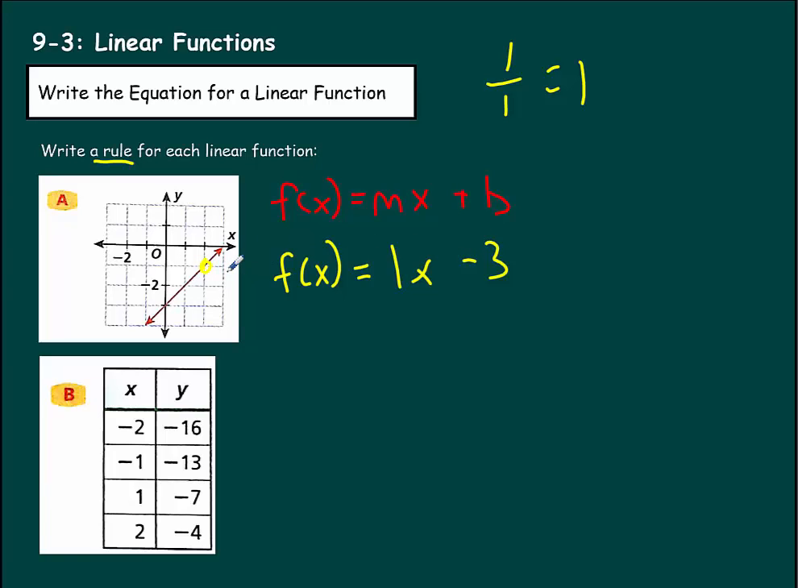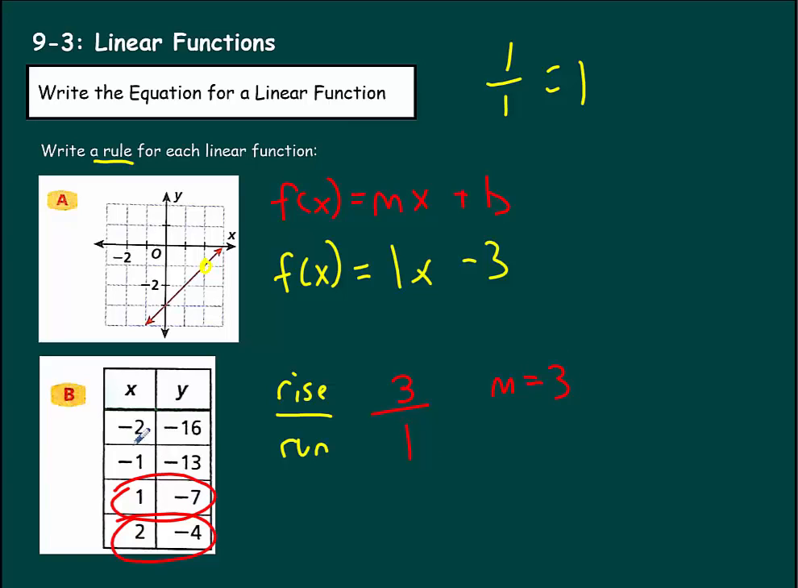Here we're given a table, and we're not given the value when x is 0, so the y-intercept won't be that easy to find. But we can find the slope. Remember, the slope is rise over run. So we could choose two different points in the table. We can say 2 and negative 4 and 1 and negative 7. So the rise, we went from negative 7 to negative 4. That's an increase of 3. The run was an increase of 1. So therefore the slope would equal 3.